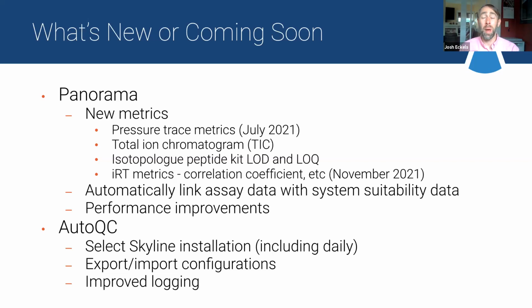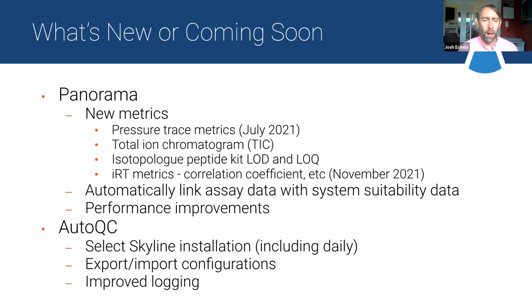We've been working to automatically link your experimental data with your system suitability data because we know what instrument it came from, including the serial number, if Skyline was able to extract that. Then we can jump to that same time period in your system suitability data, so you can trace back and build confidence in those experimental results. We're always looking to make the system more performant as we keep adding new metrics and as people keep adding new data. We need to keep staying on top of that usability aspect.